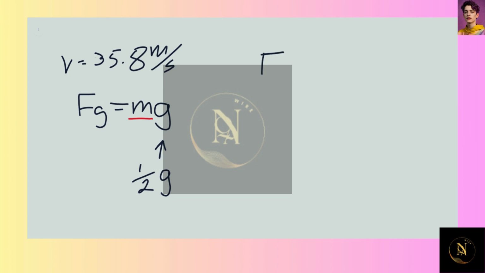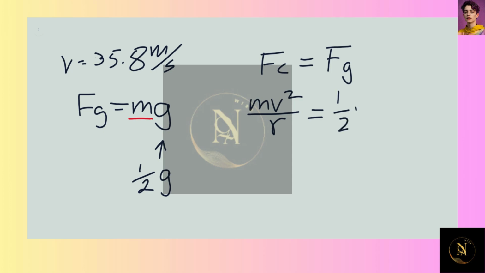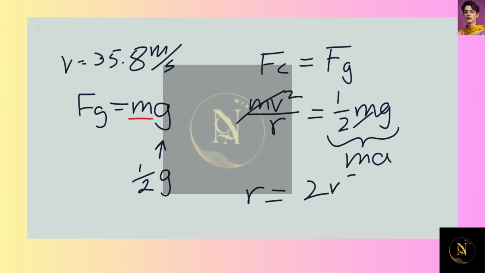So on a rotating space station, assuming that there is no other source of gravity, the centripetal force is going to be what causes the astronauts to feel any kind of gravitational force. So that means that mv squared over r is going to be equal to 1/2 mg. So that is just ma, our net force. Canceling out the m's, we can rewrite the equation for the radius as r = 2v squared over g.